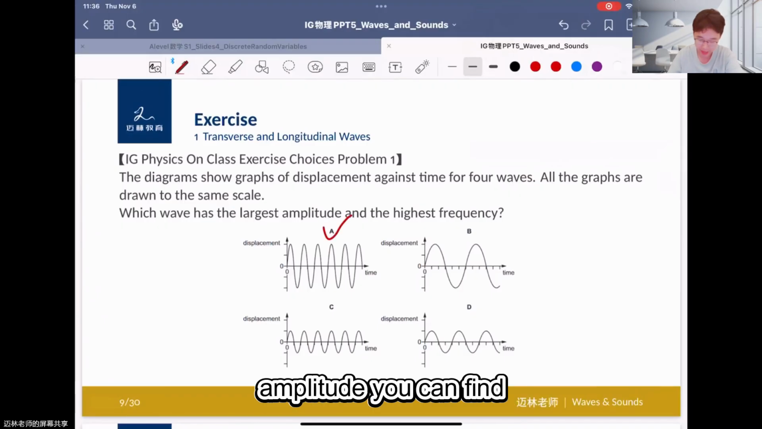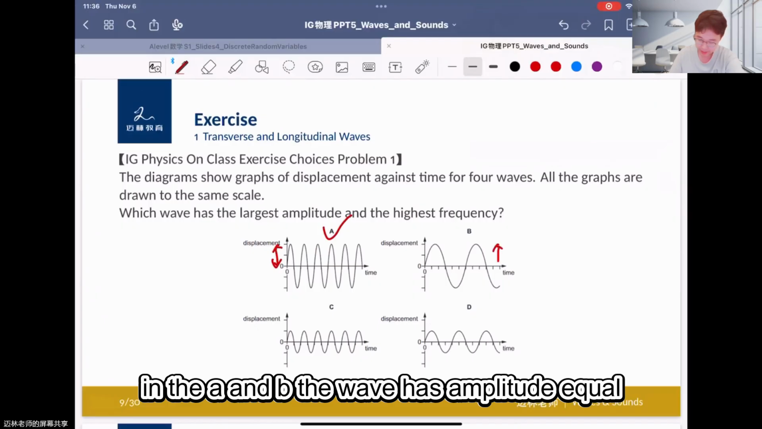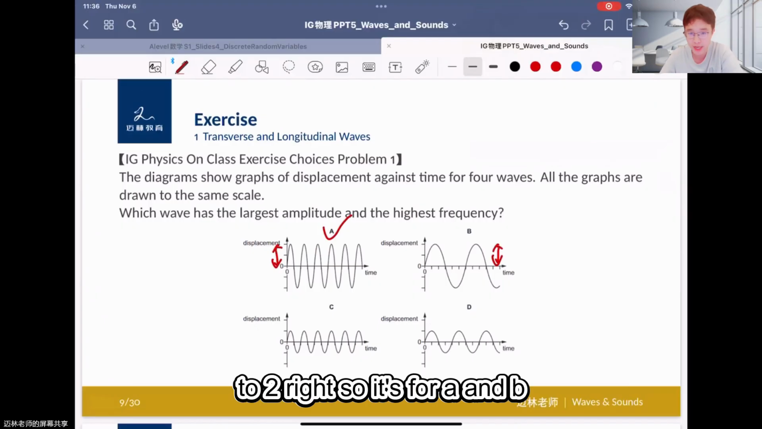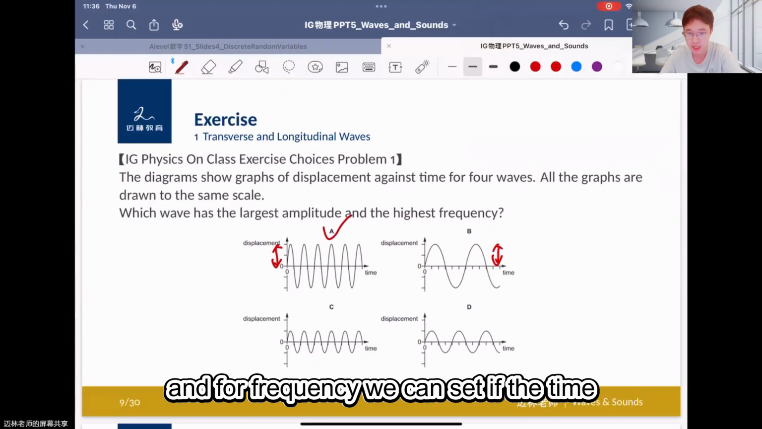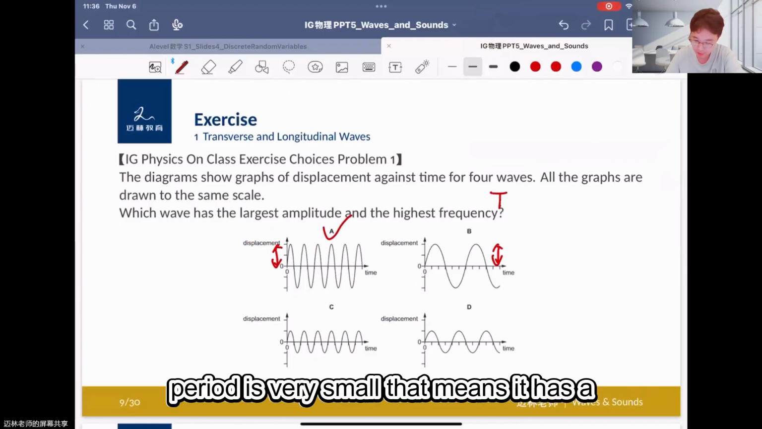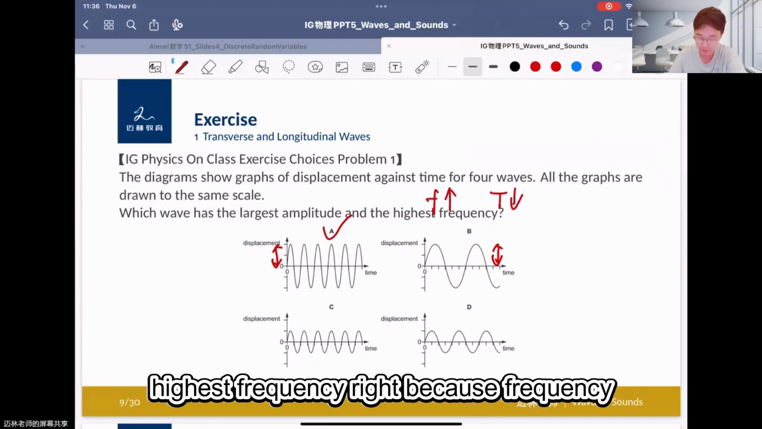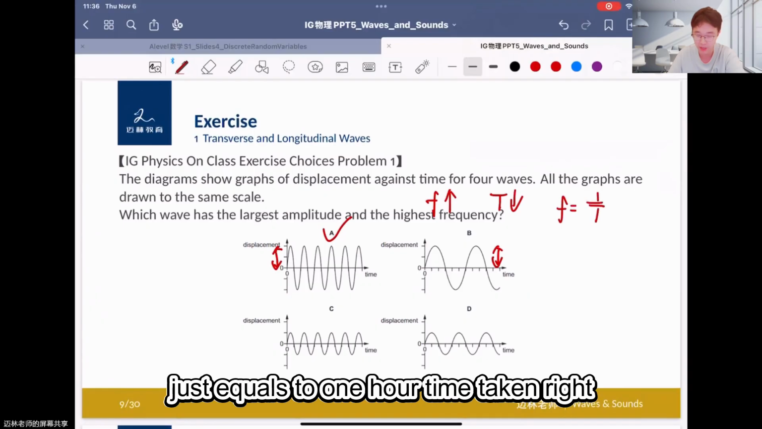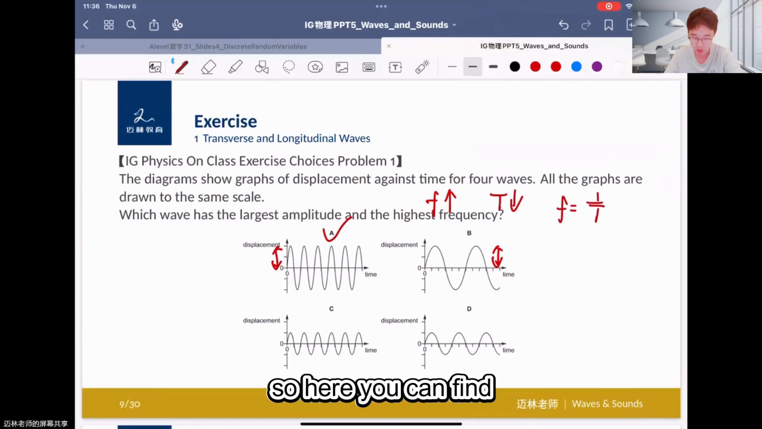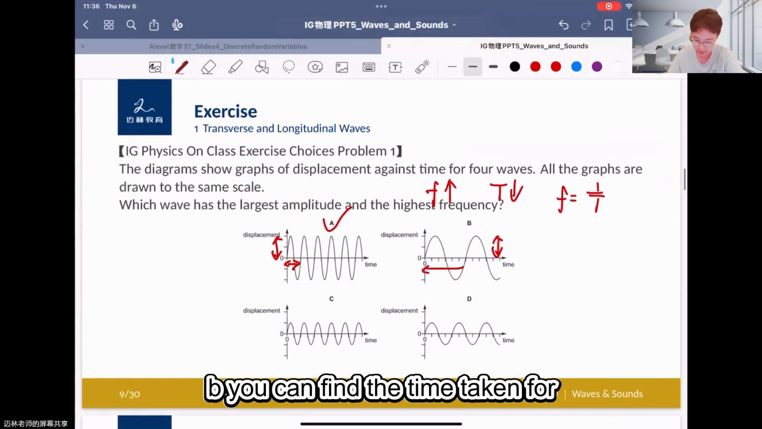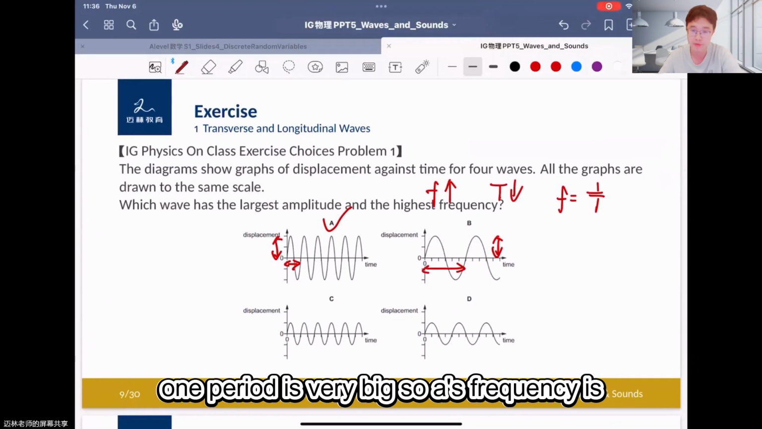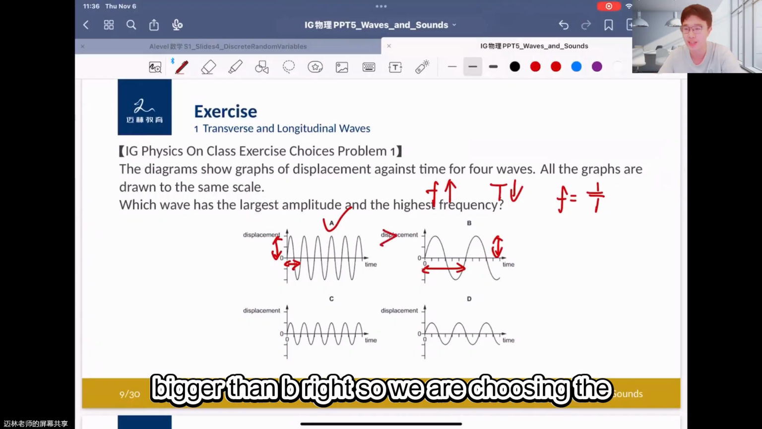So for amplitude, you can find that in A and B, the wave has an amplitude equal to 2, right? So this is the same for A and B. And for frequency, if the time period is very small, that means it has a higher frequency, right? Because frequency equals 1 over the time taken, right? So here we can find in A, the time period for the sound is very small, right? And for B, the time taken for one period is very big. So A's frequency is bigger than B's, right? So we are choosing A, right?